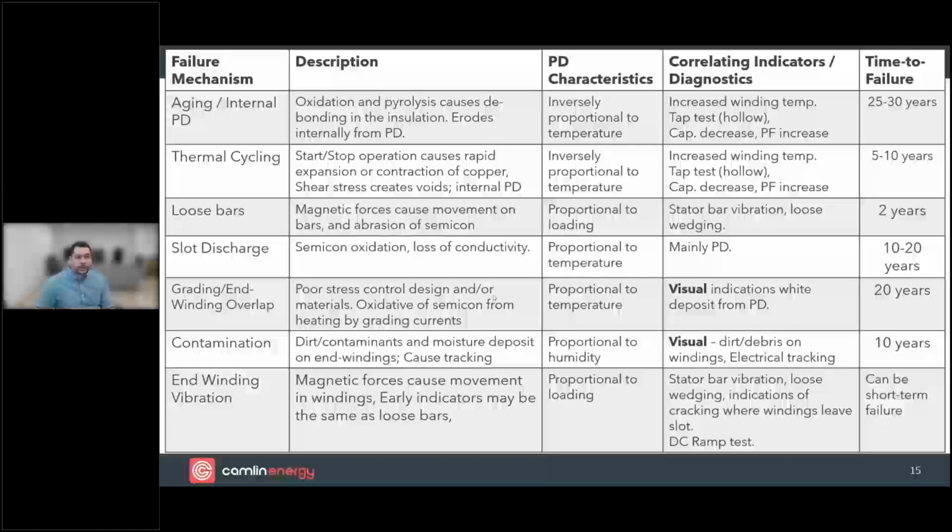This table gives an overview of how we would assess different discharge types based on these characteristics in terms of their relationship to operating conditions. We can see many of the major defects have a relationship to either temperature or loading. In the cases of some end winding issues relating to contamination, or discharges in the end winding, there are relationships to other operating conditions such as humidity.